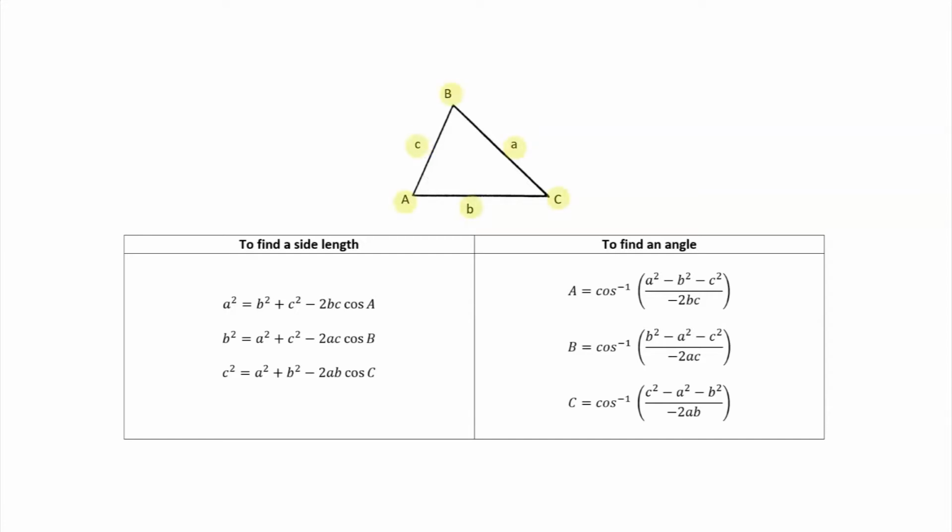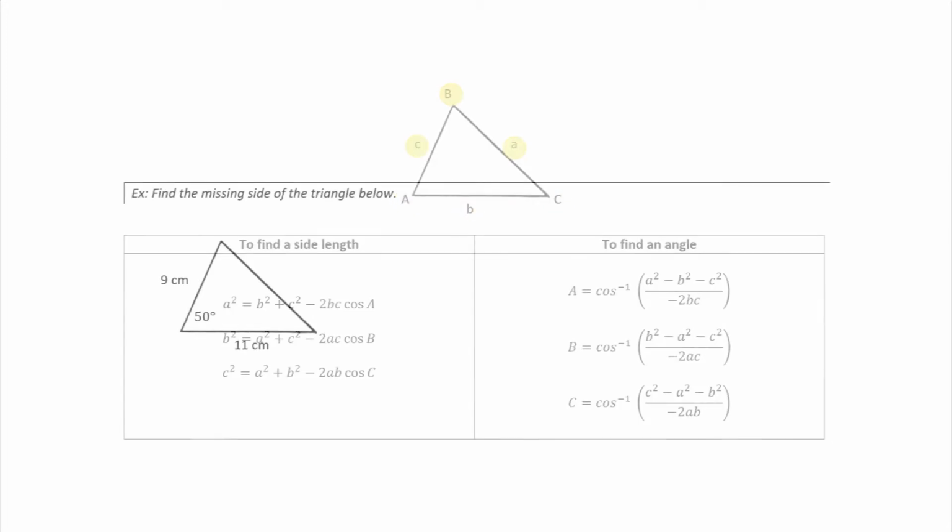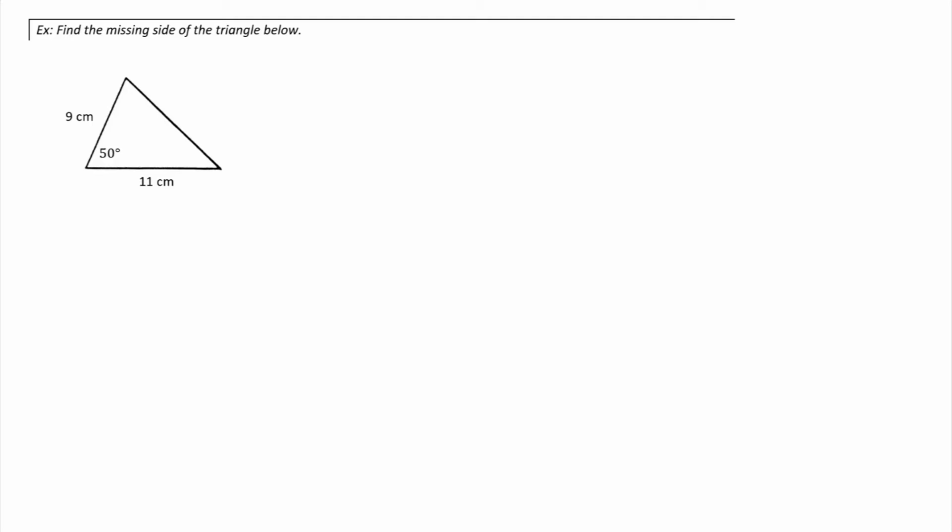And similarly, if you have the length of the three sides, you can find any or all of the angles in the triangle. Let's try an example. Let's assume that this is angle A, this is side B, and this is side C. We're going to try to find side A. Using our cosine law, we know that a squared is equal to b squared plus c squared minus 2 times b times c times the cosine of angle A.